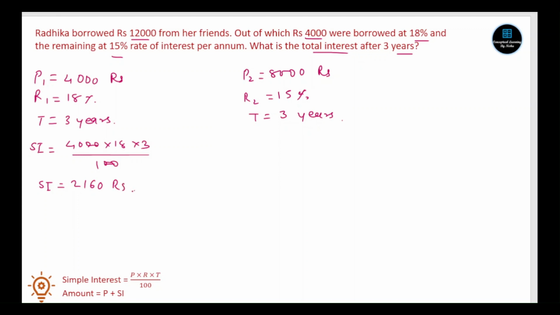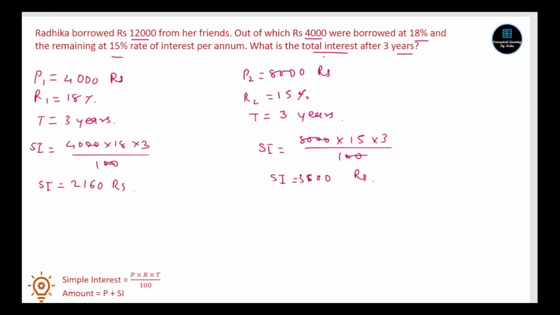Okay. And then for interest for this. So simple interest, here it is 8,000 times 15 times 3 upon 100. When we solve them, what do we get? Simple interest is nothing but 3,600. Okay. And now what will happen here?